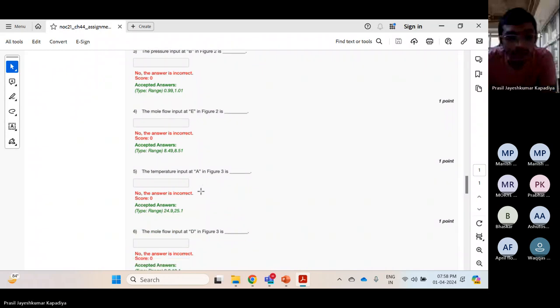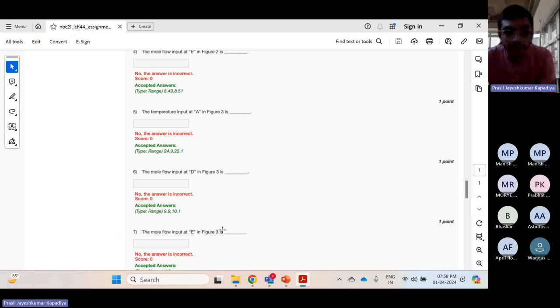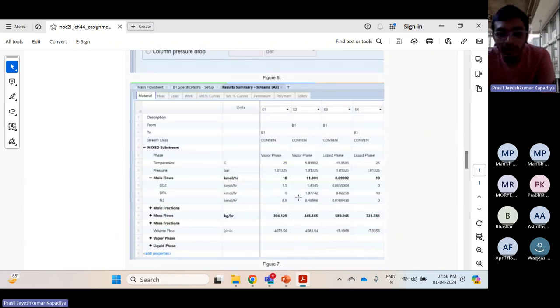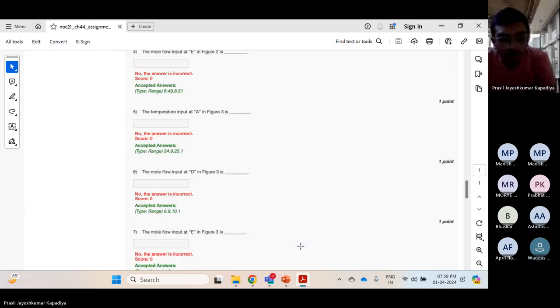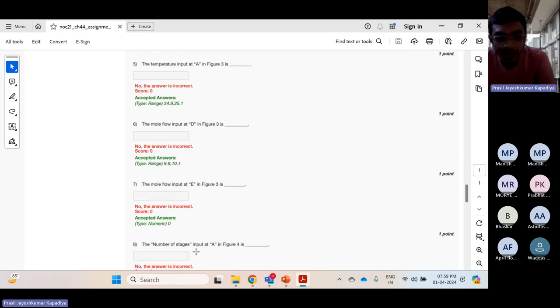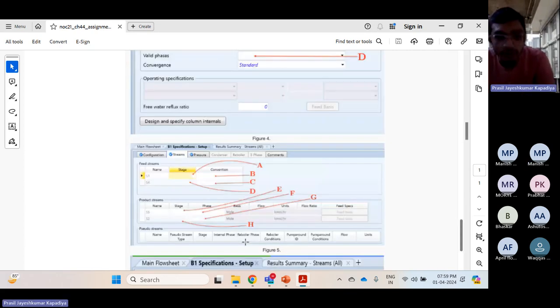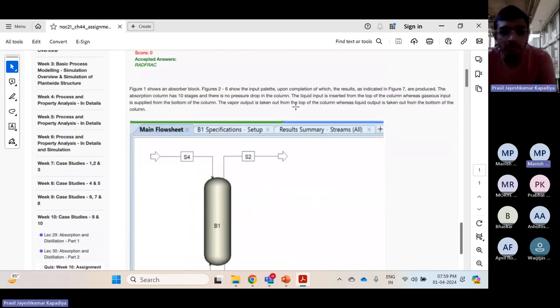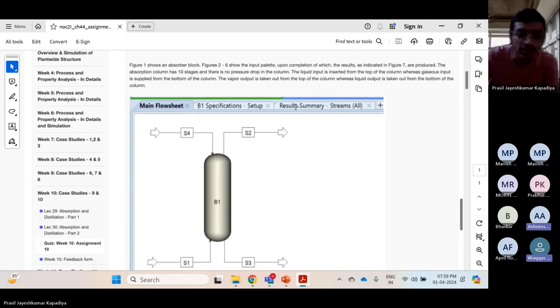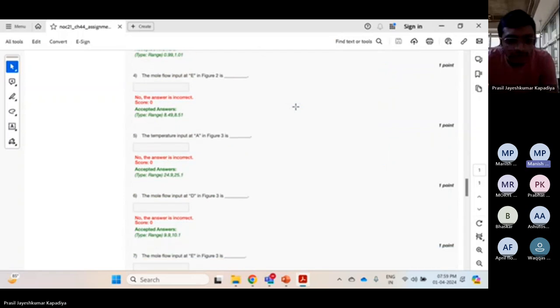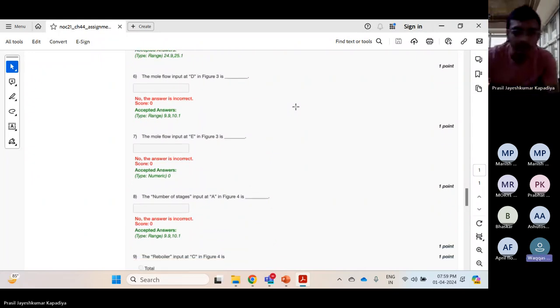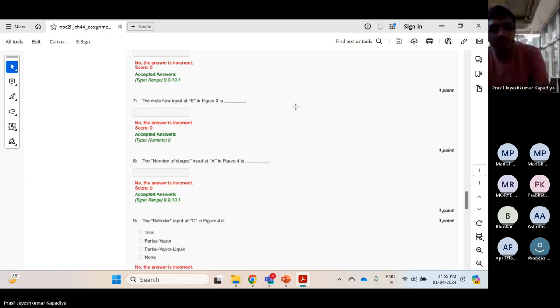Yes, here 10. Right. Mole flow input at E in figure 3. What is E? E is N2. Same question, what is the molar flow rate of N2? Zero. Correct, so it is zero. The number of stages input at A in figure 4. First, what is figure 4? This is figure 4. So what is the number of stages? Is the number of stages mentioned anywhere? 10 stages. Yes, it is 10. The answer should be 10, for problem 8-1.